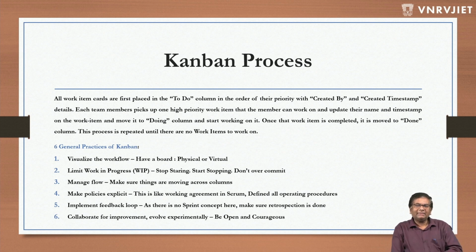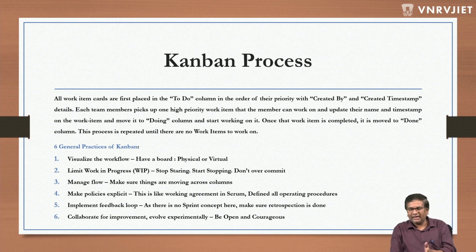The process, how Kanban works. All work item cards are first placed in the to do column, which is pretty obvious, in the order of their priority with created by and created timestamp details. This is very, very important compared to Scrum. In Scrum, we don't really care about created by and created timestamp, whereas in Kanban, we do need that. I'll tell you why. Each team member picks up one high priority work item that the member can work on, puts their name and a timestamp on the work item, and moves it to doing. Okay, there are 2 timestamps we talked about. One is when the story is created, and the second is when it is picked up.